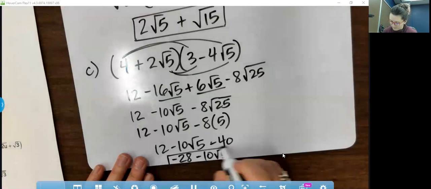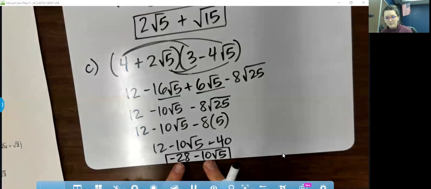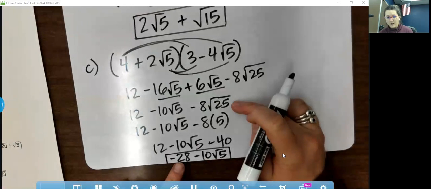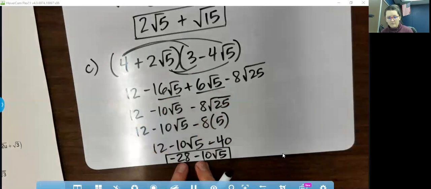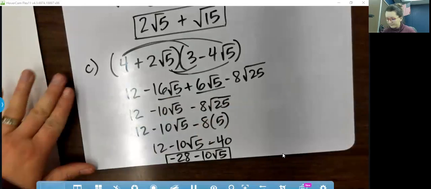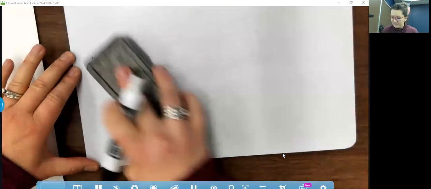My mental math is off today, I think. And so that's my answer. I'm completely simplified. I've simplified my radical. I've combined my like radicals, and now I'm done. Okay. That was letter C. All right, let's move on to D.